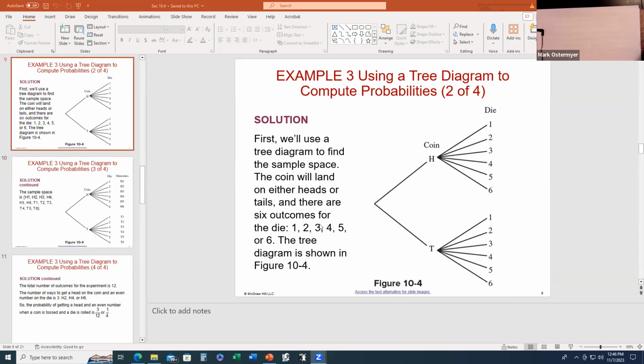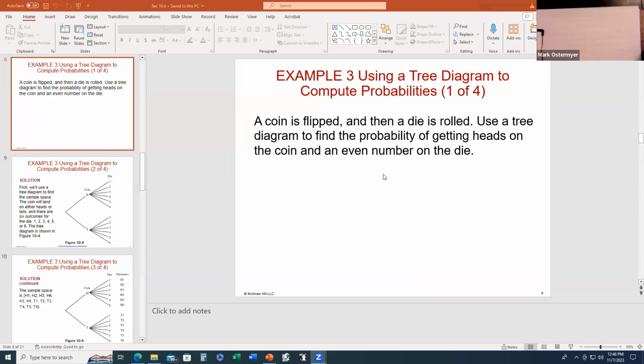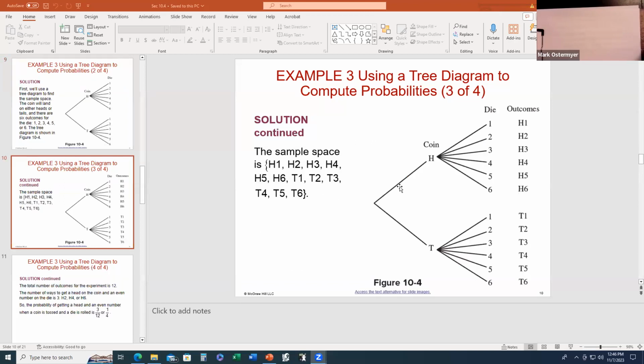All right, so now we can answer this question. The question is, use the tree diagram to find the probability of getting heads on the coin and an even number on a die. So what outcomes yield a head and an even number? That'd be this outcome here, this outcome here. So there's only 3 out of 12 chances of flipping a head and rolling an even number. The probability of the occurrence of that event would be 3/12, or 1/4, or 0.25, or 25%.